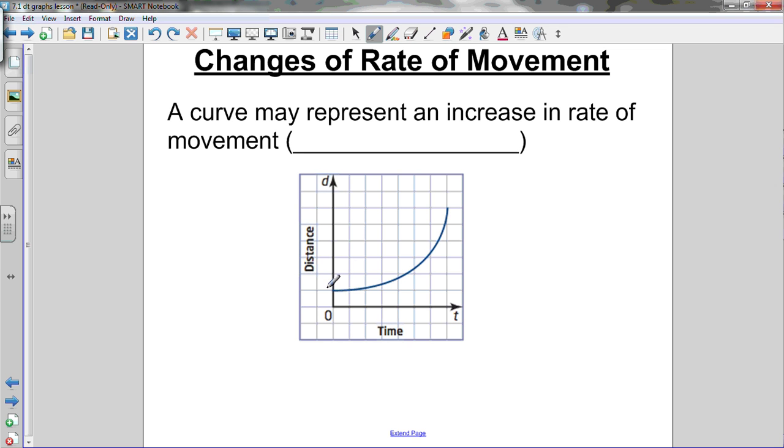Sometimes we'll have a nonlinear graph. So when we have a curve, that shows that the rate of movement is changing. So a curve can represent two things. It can represent an increase in the rate of movement. So this line starts off very shallow. Okay, so they're not moving fast at the beginning. Then it gradually gets steeper. So they're gradually getting faster. So that represents an acceleration.